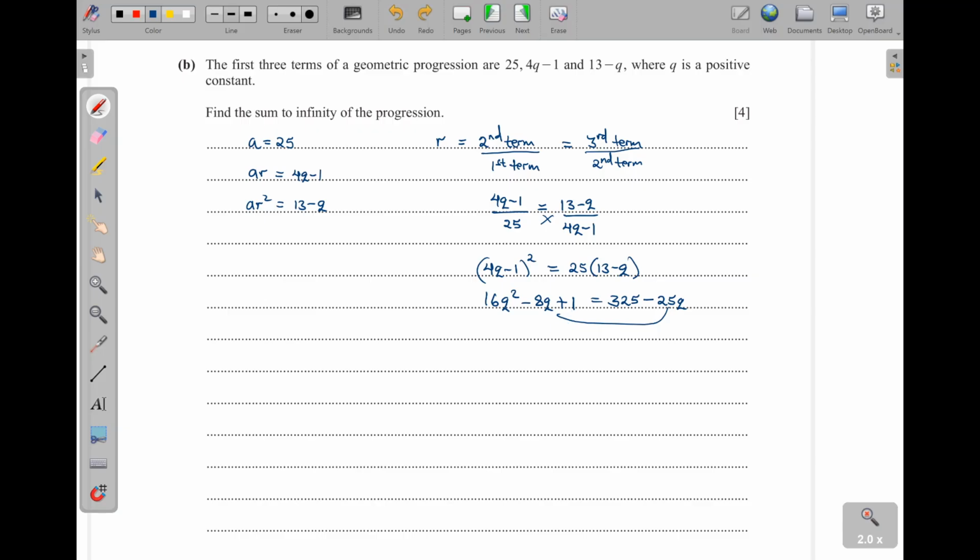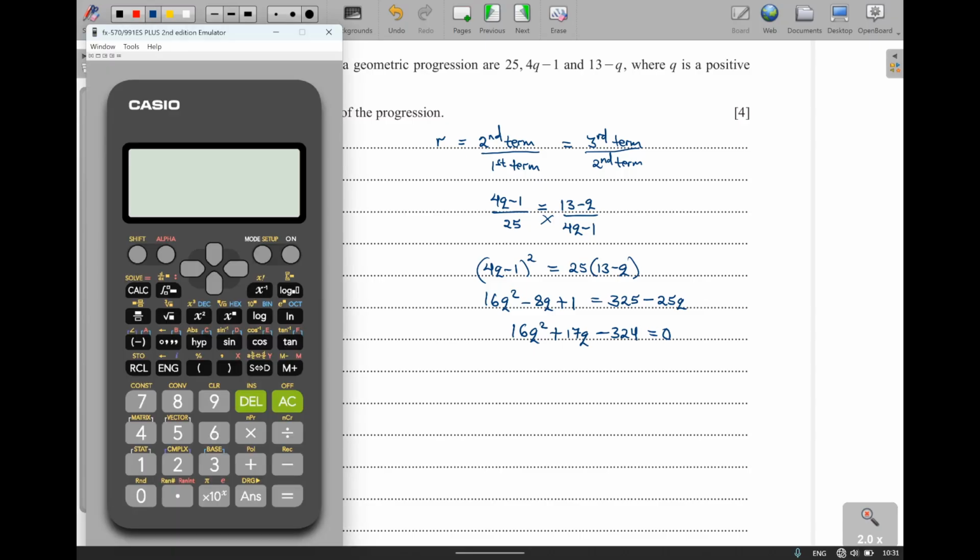I bring everything this side to form one quadratic equation, which is 16q squared, now minus 8 plus 25, that will be a positive 17q. And then the 325, when it comes here, will be a minus, so we shall have minus 324 equal to 0. We can just put this in the calculator and solve straight away, but you have to show the examiner that you have solved the equation. I'll go to equation, option 5, then 3, that is quadratic. We put 16, then 17, then minus 324. This gives us 4 and negative 81 over 16.